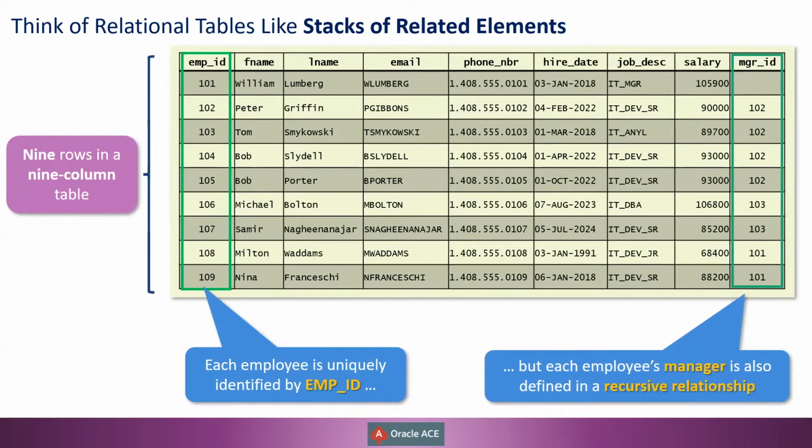Now, if we're used to relational data, we all know this. This is a typical way we might lay out data in a table. I've got 9 columns, 9 rows, uniquely identified by EMP ID in this case. We know that. That's a primary key relationship, a constraint that's placed on this.